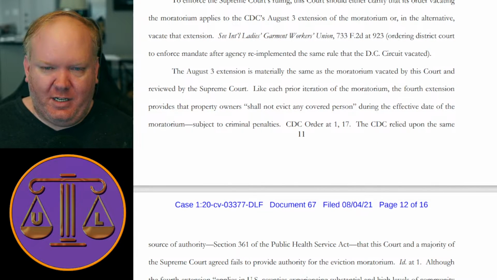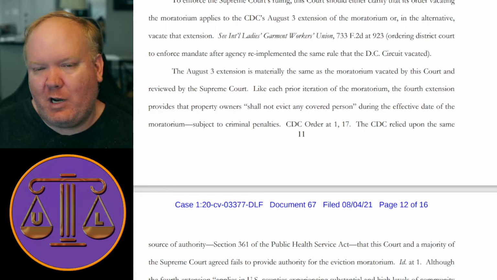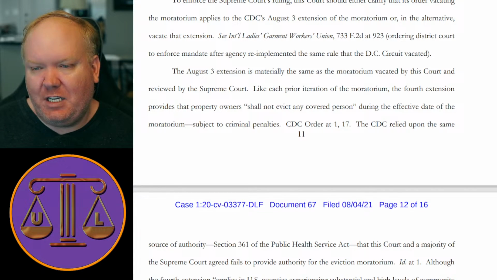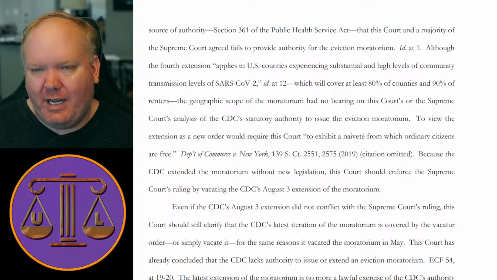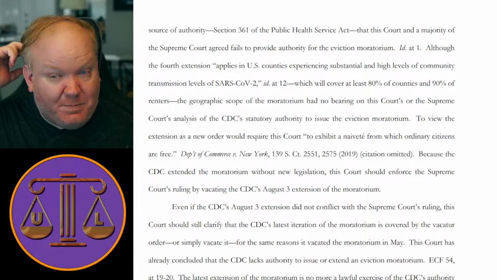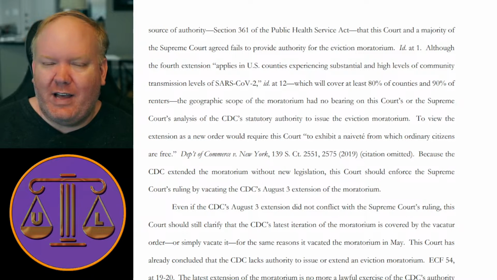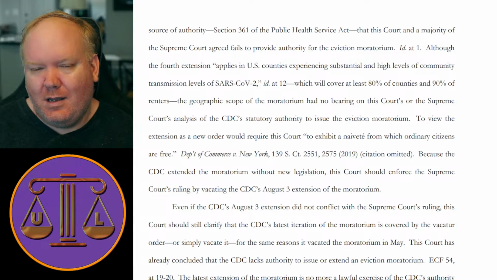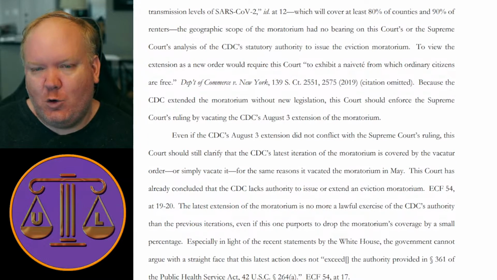The August 3rd extension is materially the same as the moratorium vacated by this court and reviewed by the Supreme Court. Like each prior iteration, the 4th extension provides property owners shall not evict any covered person, which is anyone who says they're too poor to afford their pay or something, during the effective date. The CDC relied upon the same authority, and this court, the majority Supreme Court, failed to provide authorization. Although the 4th extension applies in counties experiencing substantial and high levels, that's apparently basically all the counties. To view the extension as a new order would require this court to exhibit naivety from which ordinary citizens are free.